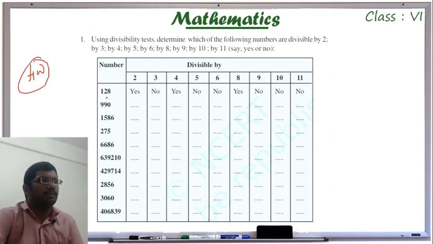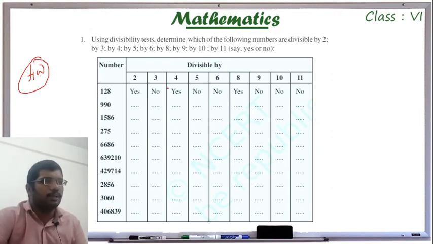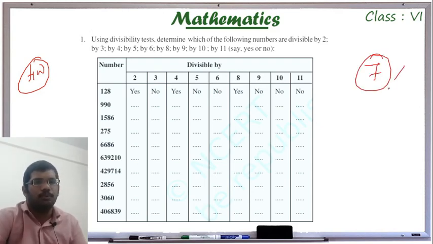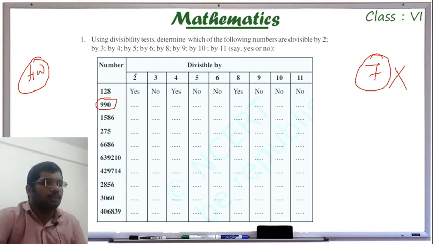So we have to check divisibility by 2, 3, 4, 5, 6, 8, 9, 10, 11, etc. Unfortunately, for divisibility by 7 there is no technique, not yet found, so we need not study it. So take the number 990. Divisibility by 2 means it is an even number. So it is an even number, so yes. If it is an odd number, it is not divisible by 2.